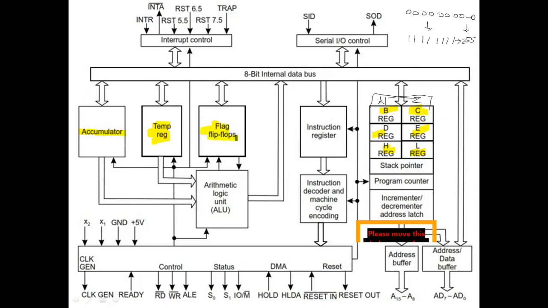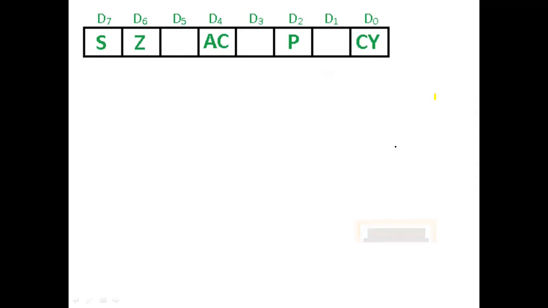Next is the flag flip-flops or flag register. The flag register is an 8-bit register. It has 5 flags, namely sign flag, zero flag, auxiliary carry flag, parity flag, and carry flag. The sign flag will be set when the result of an arithmetic or logical operation is a negative number. Set means it will have the value 1, and it will be reset if the result is a positive number. Reset means it will have the value 0. Similarly, the zero flag will be set when the result of your arithmetic or logical operation is 0, and it resets if the result is a non-zero number.